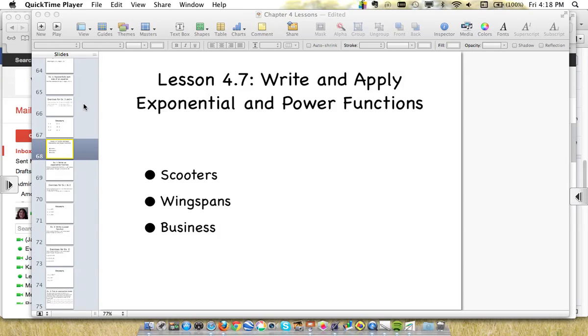All right, so we are going to finish up our unit on exponential and logarithmic functions with figuring out how it is that we write and create these functions in the first place. How do I figure out what is an exponential function? What's a power function? Really, what's the difference between the two? So now we're going to see a couple of examples. This is actually a pretty short lesson on exponential functions.